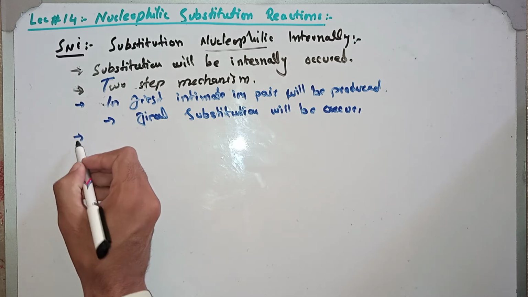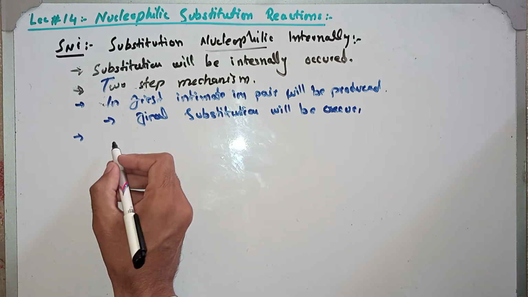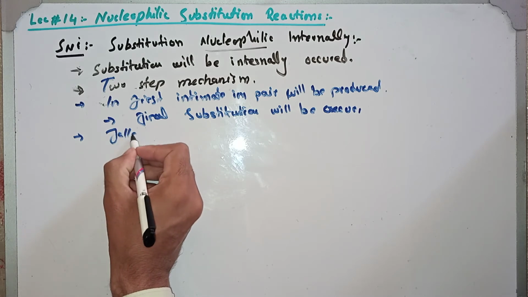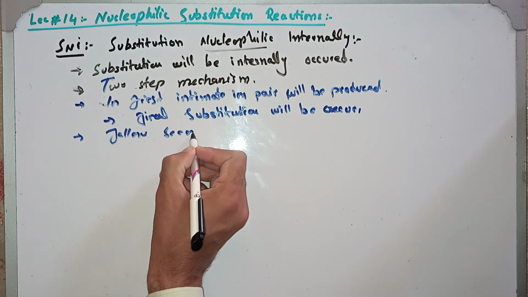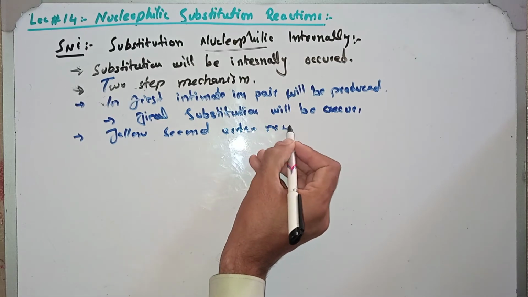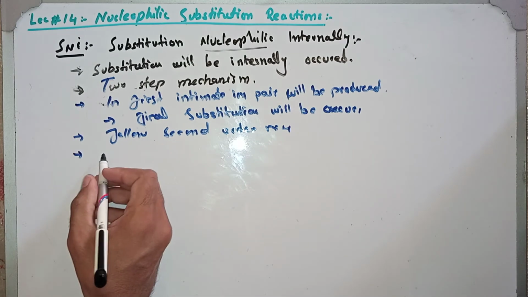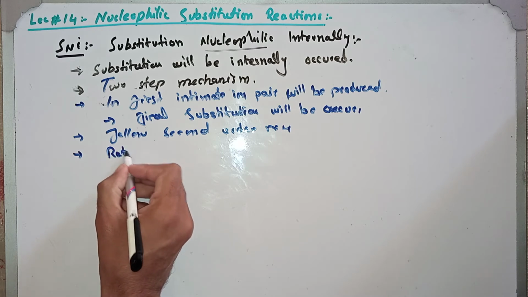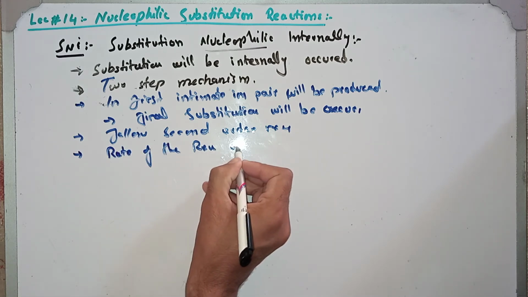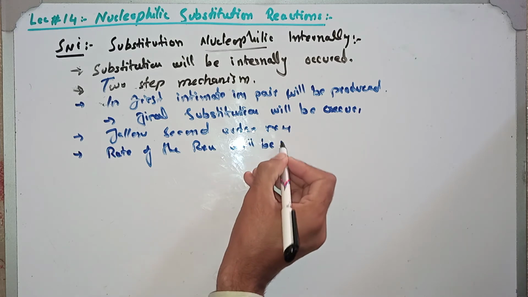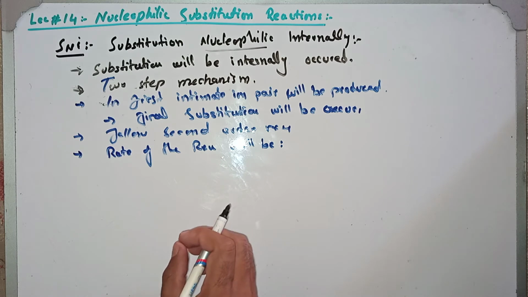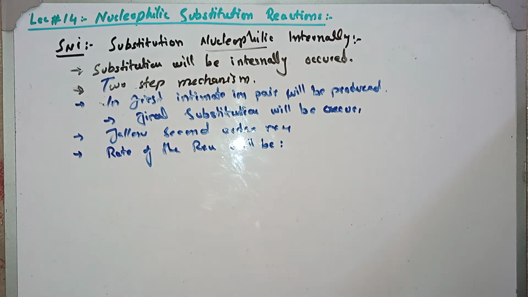Also, the internal reaction or SNi reaction follows a second order reaction. And the rate of the reaction will be... Let's take an example, after that I will calculate its rate.